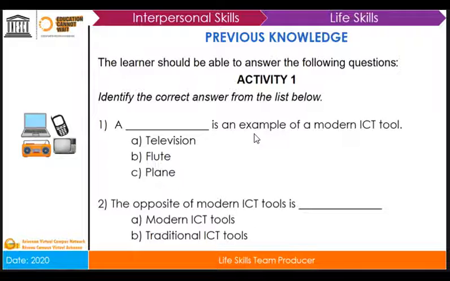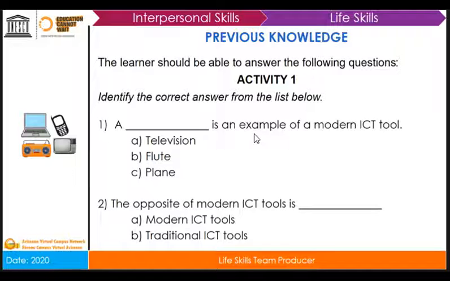Before we proceed with this very exciting lesson, I now want you to answer the following questions based on your previous knowledge. Identify the correct answer from the list below. Question 1. A dash is an example of a modern ICT tool. A. Television. B. Flute. C. Plane.